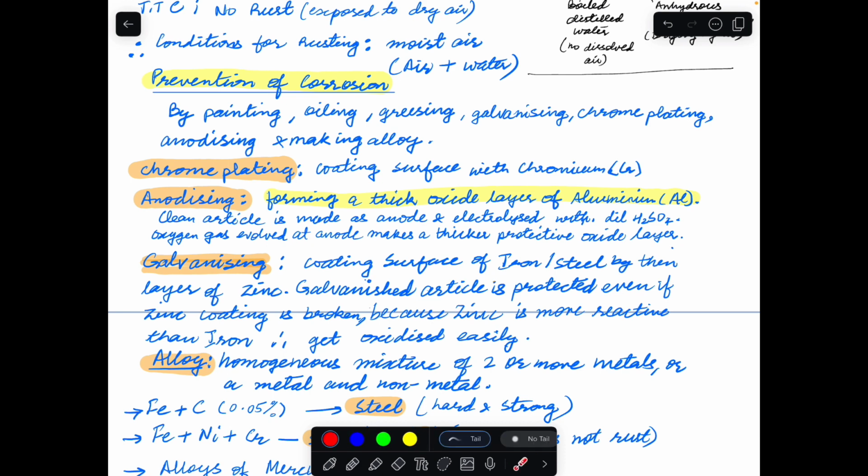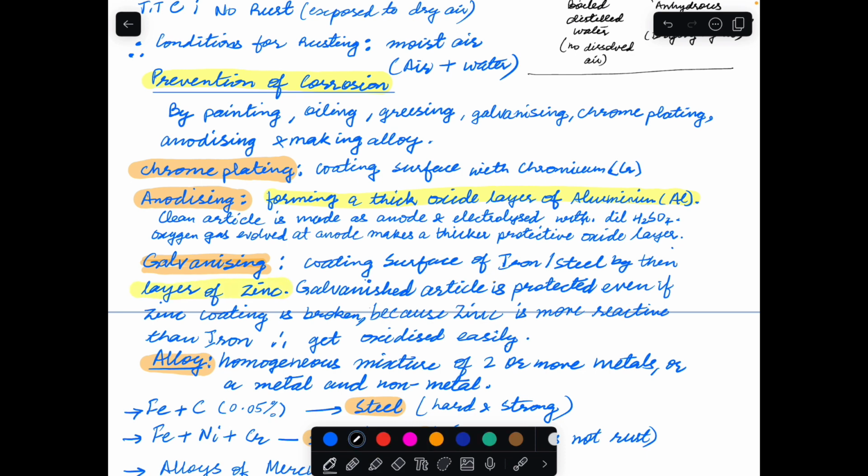In the galvanizing process, we make a coating of zinc. A layer of zinc is made. In chrome plating, there was a layer of chromium. In anodizing, there is an oxide layer of aluminium, that is aluminium oxide, Al2O3. And in galvanizing, we make a layer of zinc.